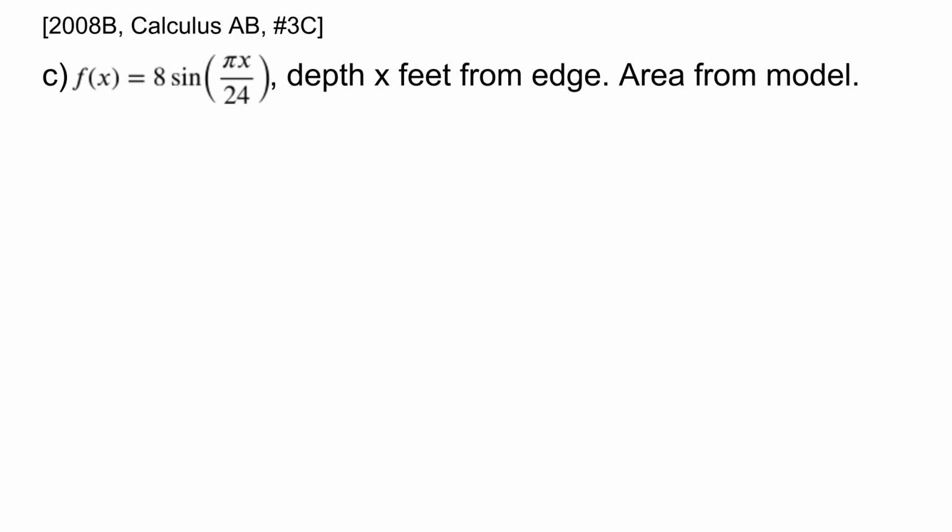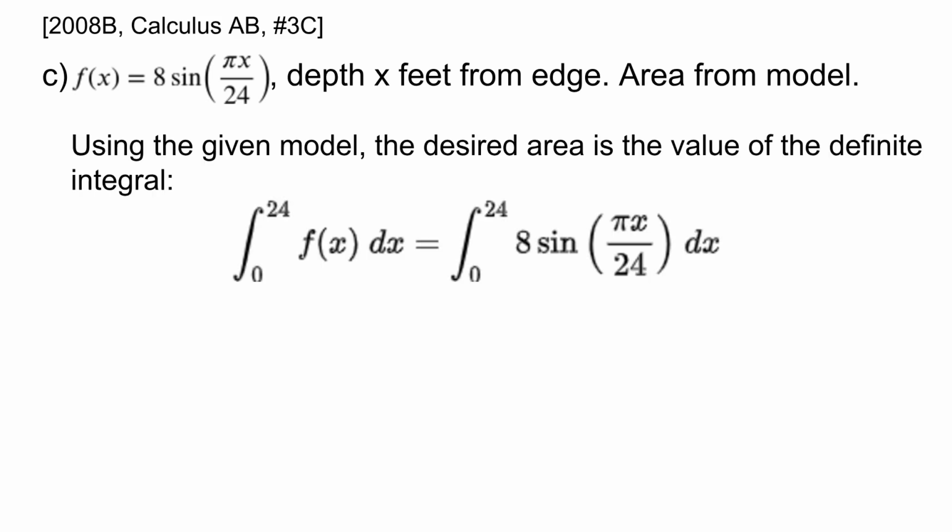In part C of this question, it is suggested that the function f of x equals 8 times the sine of pi x over 24 can be used to model the depth of the river x feet from the edge. And then we are asked to determine the cross-sectional area from this model. So using the given model, the desired area is the value of the definite integral from 0 to 24 of f of x dx, which is the integral from 0 to 24 of 8 times the sine of pi x over 24 dx.